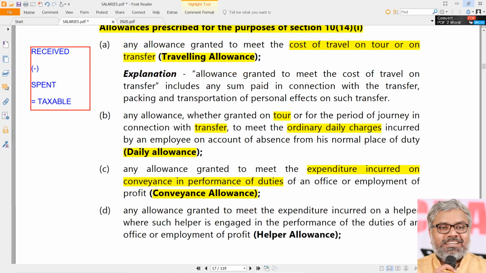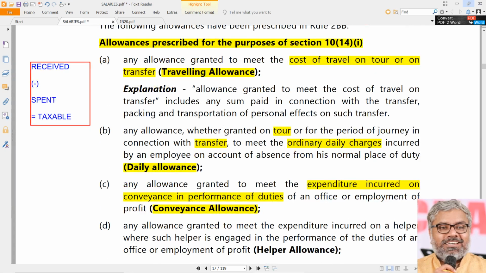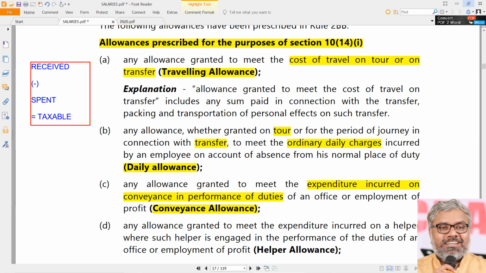If, for example, the amount spent is less than the amount received, then there will be some amount which becomes taxable. These are the various types of allowances. The common point, if you remember, you can easily understand, each of them has the same thread. What is the common point here? These are all given for performing official duties, not for personal purposes.